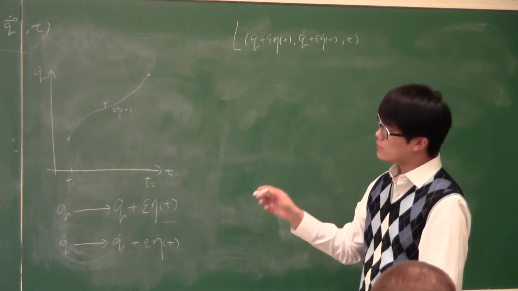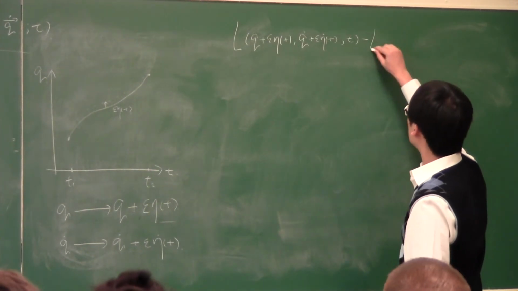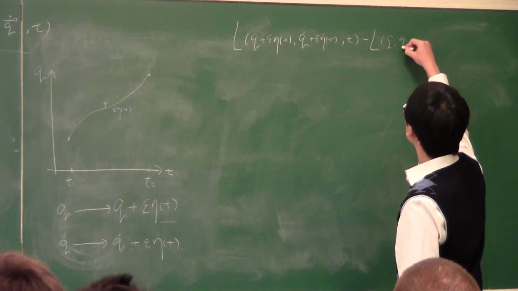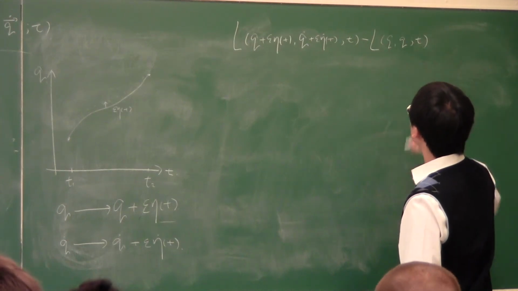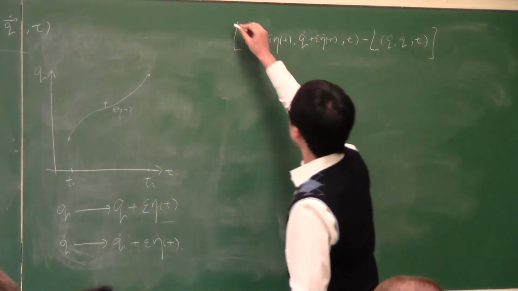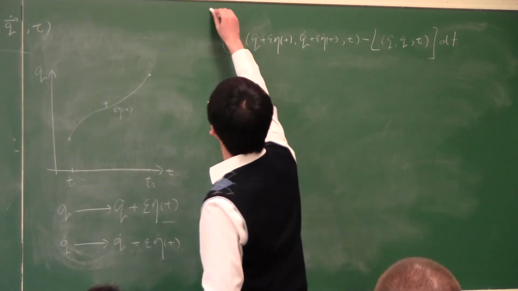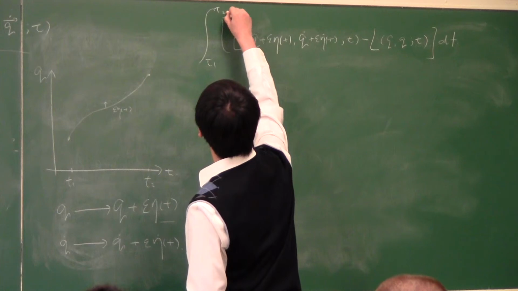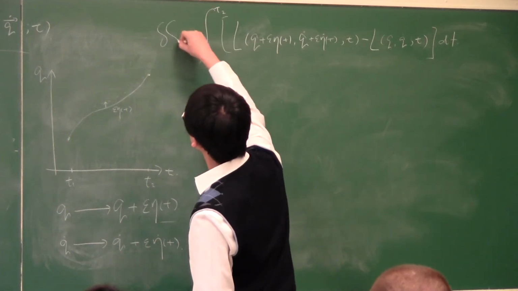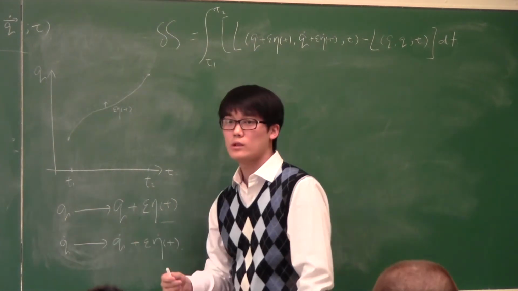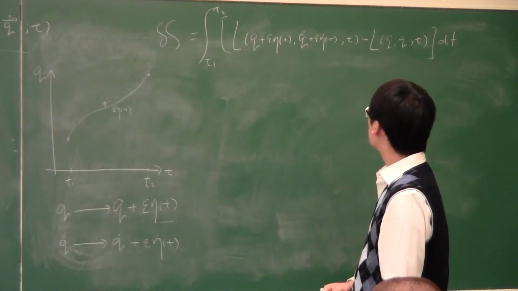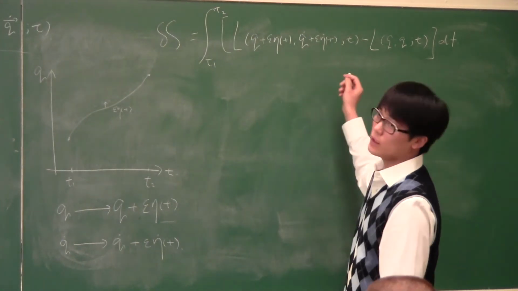And then I take the difference with the old Lagrangian. I do this integral over time on this interval that I have defined, and this computes the variation in S due to variation in q. And now the question is, how do we actually evaluate this difference?